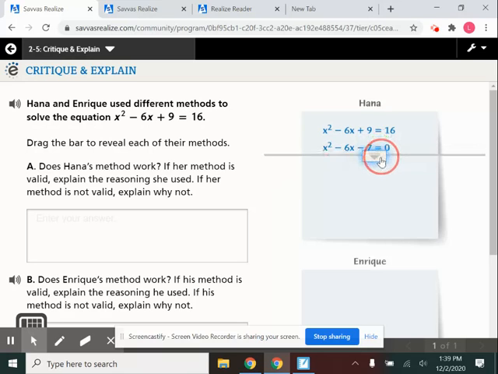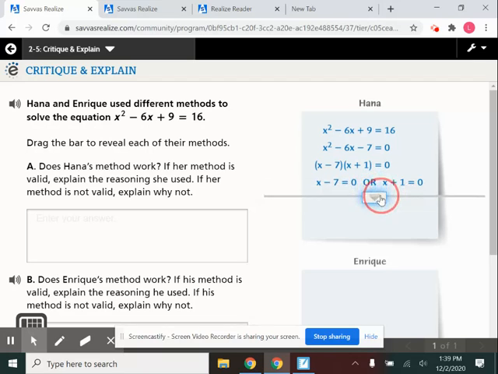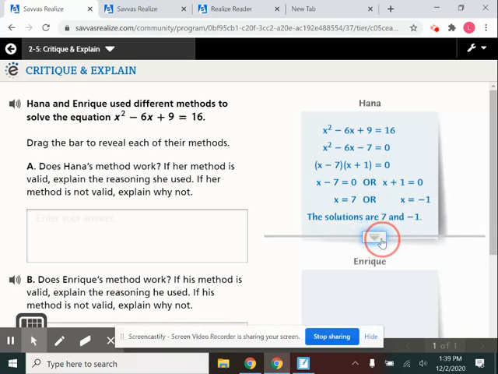So she had the first equation, and then she turned this 9 into a -7 because she subtracted the 16 from both sides. Then it looks like she factored, so the factors of -7 that add to make -6 are going to be -7 and +1. And then she set up her two equations, and she got that 7 and -1 were her solutions. So does her method work? And yes, her method works.